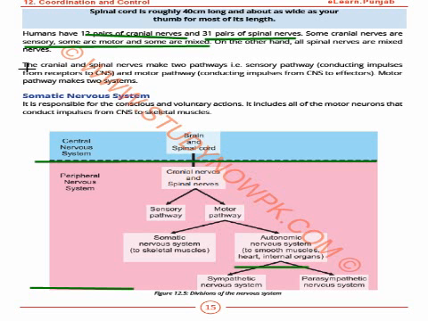The cranial and the spinal nerves make two pathways: the sensory pathway conducting impulses from receptors, and the motor pathway conducting impulses from the CNS to effectors.